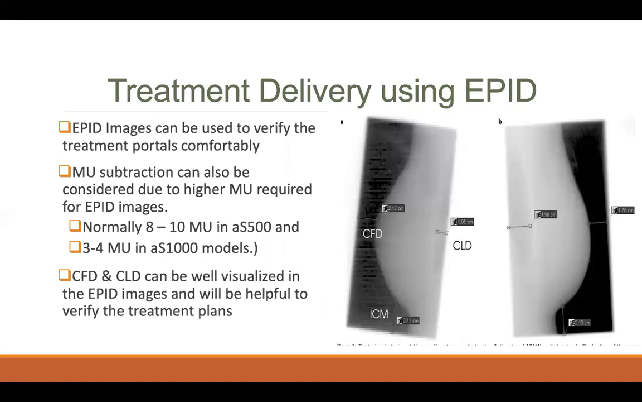Treatment delivery using the EPID system. If any center doesn't have kV images, then they should use the EPID system. EPID images can be used to verify the treatment comfortably. In EPID, monitor unit subtraction can also be considered, since higher monitor units are required for EPID. Normally, 8 to 10 monitor units are required in AS500 models, and 3 to 4 monitor units in AS1000 models. Skin flash distance and skin lung distance can be well visualized in the EPID image and will be helpful to verify the treatment plan.